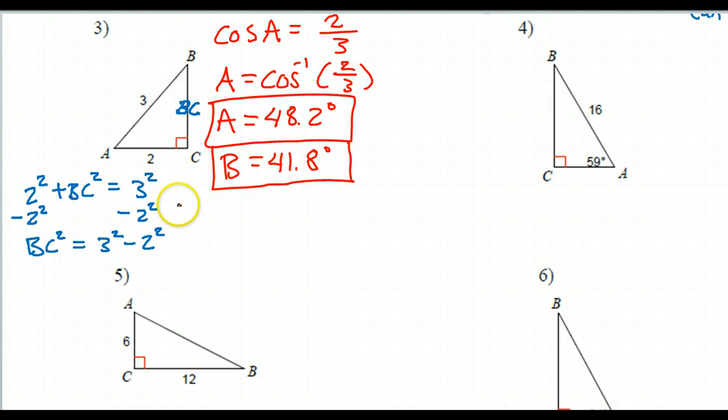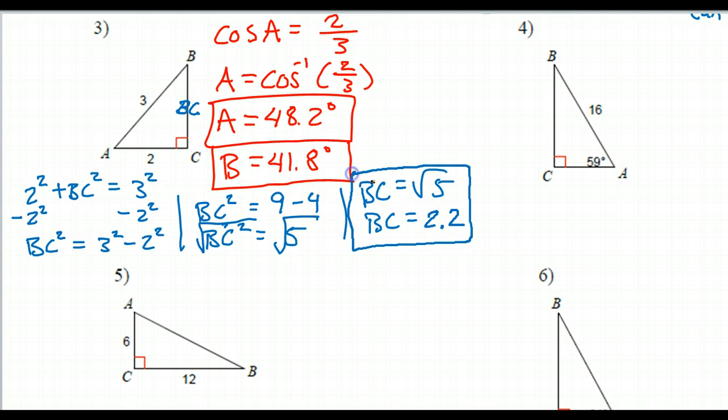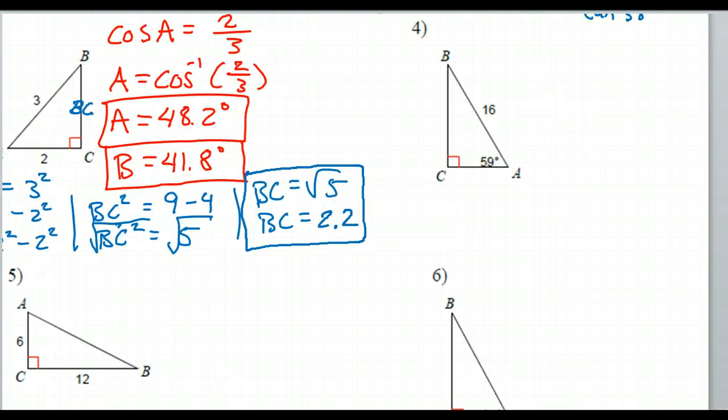Okay, fine. I will go ahead and do this manually. So bc squared, so that's 9 minus 4. So bc squared is equal to 5. So that means that BC is equal to the square root of 5, because of course we've got to take the square root of both sides. All right, but maybe you would prefer a decimal. That would be 2.2. So there's BC. All right, then, number 4.